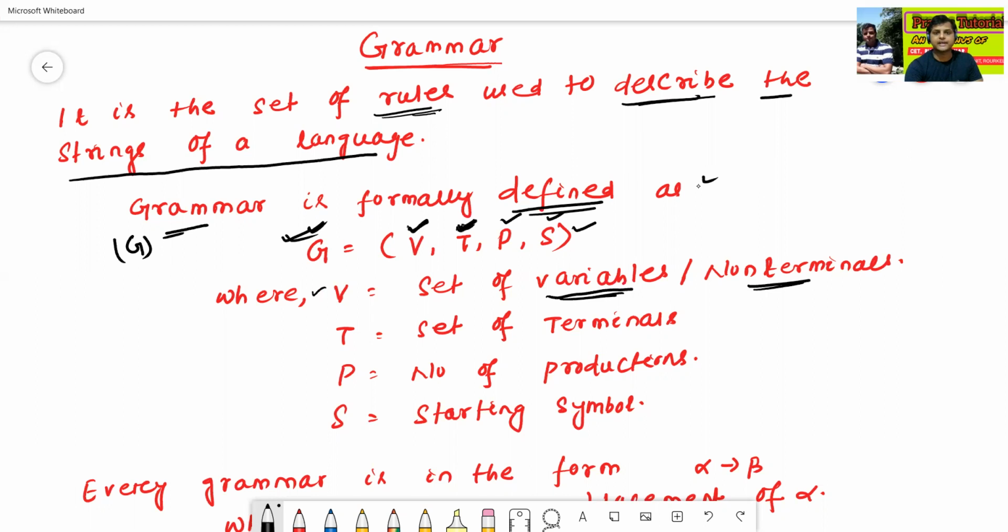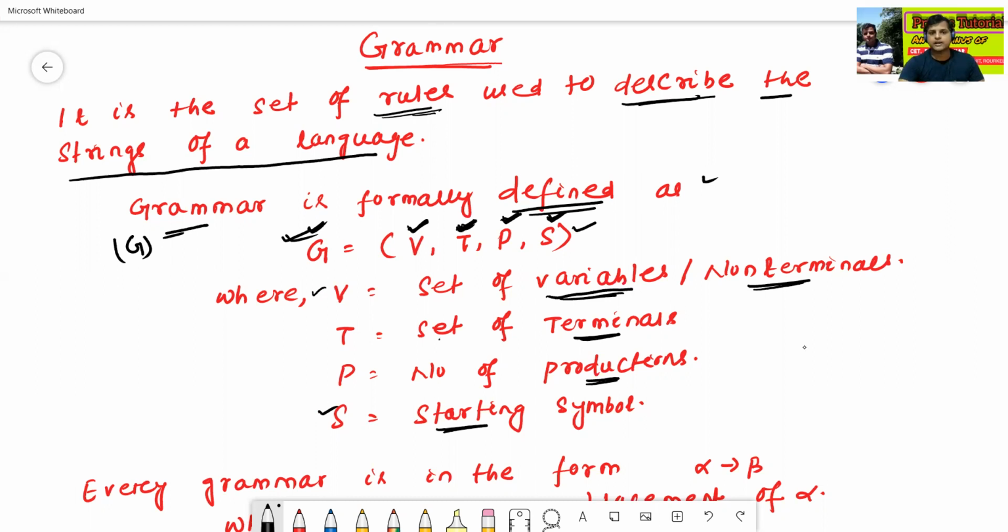What is the meaning of T? T is called the set of terminals. What is the meaning of P? P means the number of productions in a grammar. S, what is the meaning of S? S is called the starting symbol or initial symbol, we can say.